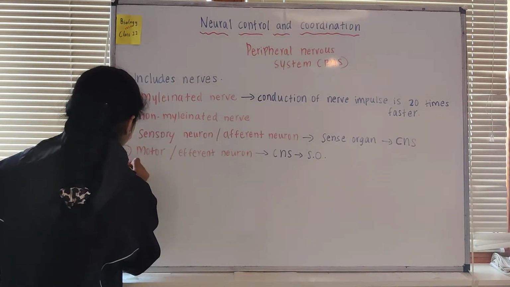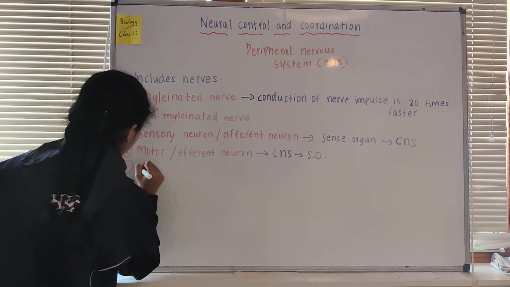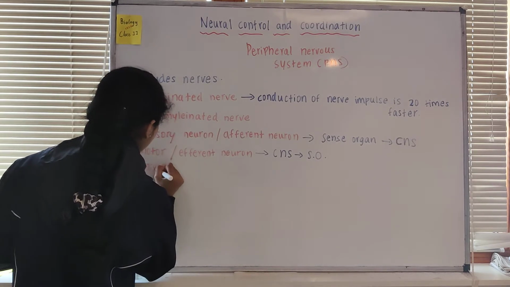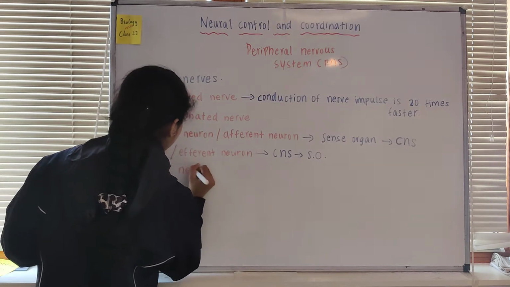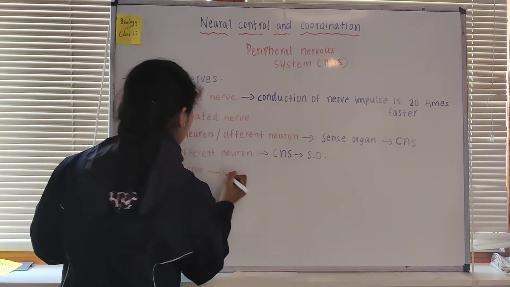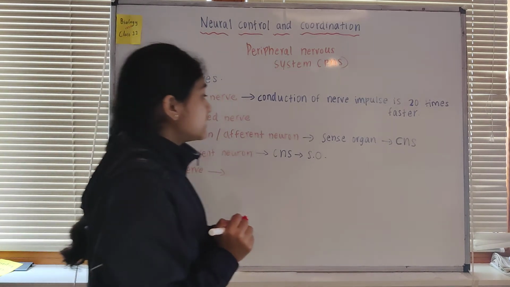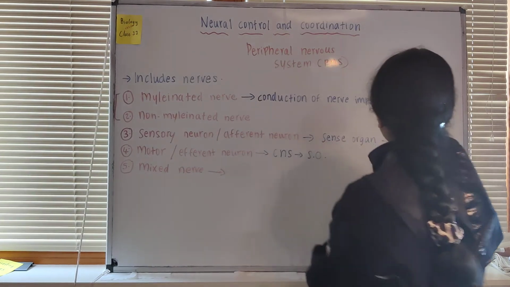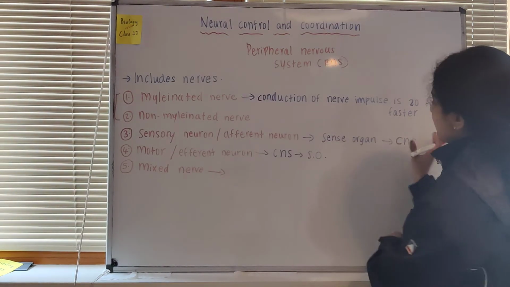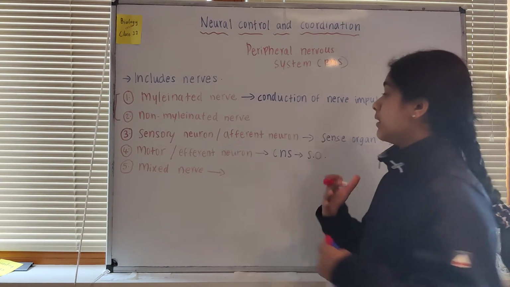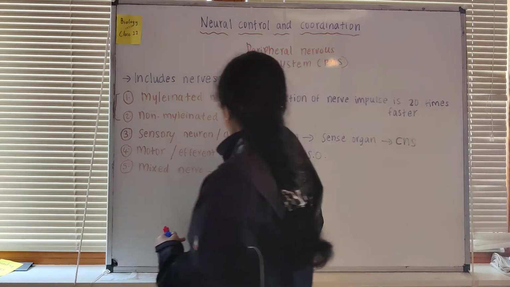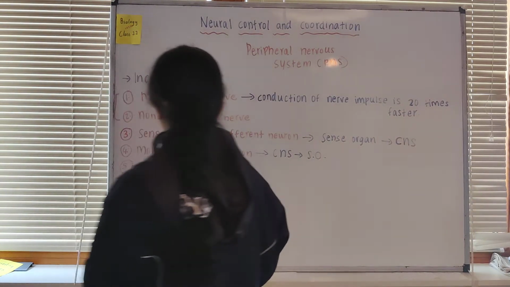The third one is called the mixed nerve. In a mixed nerve, the impulse travels from the sense organ to the CNS as well as from the CNS to the sense organ. So it's a mix of both the sensory nerve and the motor nerve. This is what a mixed nerve is.